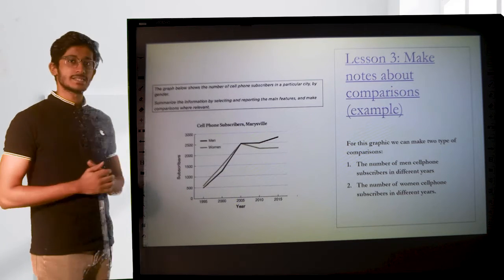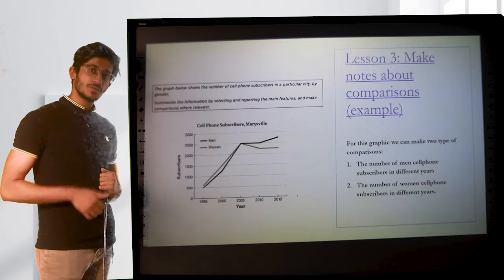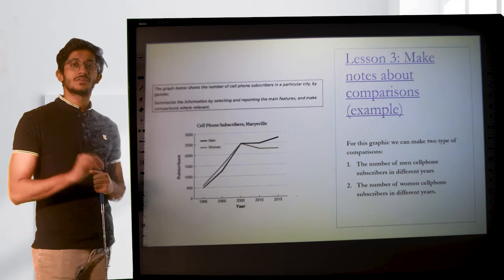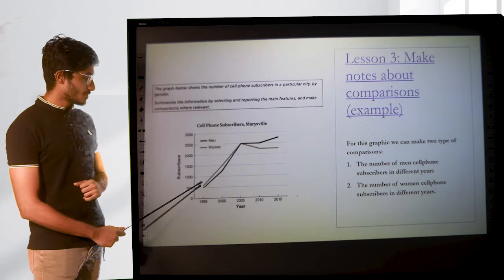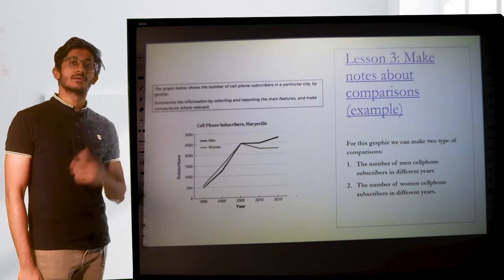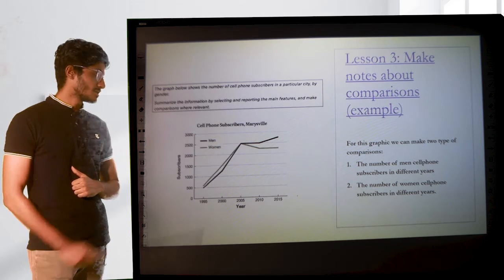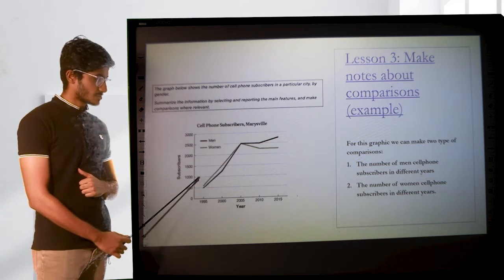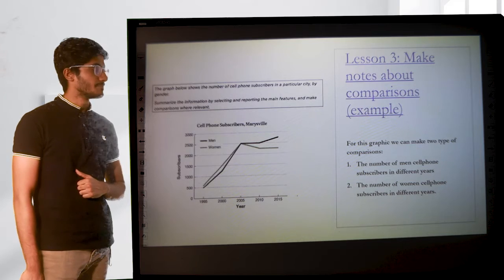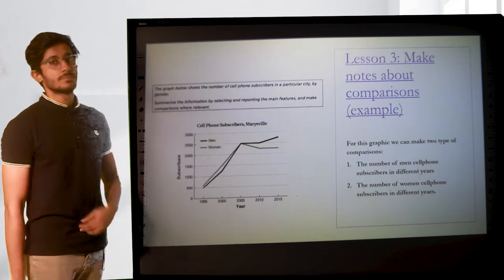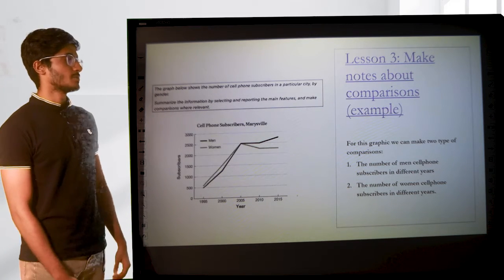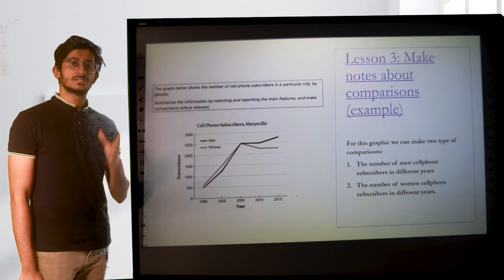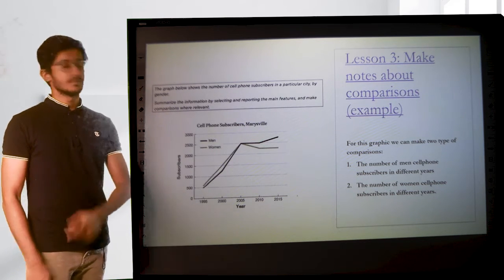So we look at the next example. Just like the previous one, this is a line graph. So you look at the 2 different lines, and you would know where the comparisons are being made. The comparison is being made between men and women because there are 2 lines, 1 line for men, 1 line for women. So those are the 2 comparisons that you can make from this graph: the number of cell phone subscribers in different years, male and female.